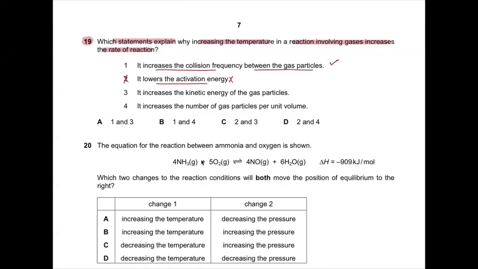Catalyst only lowers the activation energy. So it means that C and D go wrong because they have the second statement as a correct option. It increases the kinetic energy of the gas particles. Yes, it does. So the first is correct and the third is correct. And B doesn't contain the third, so B goes wrong as well. So we are left with only A. So A is our correct answer. Is this clear to all of you?